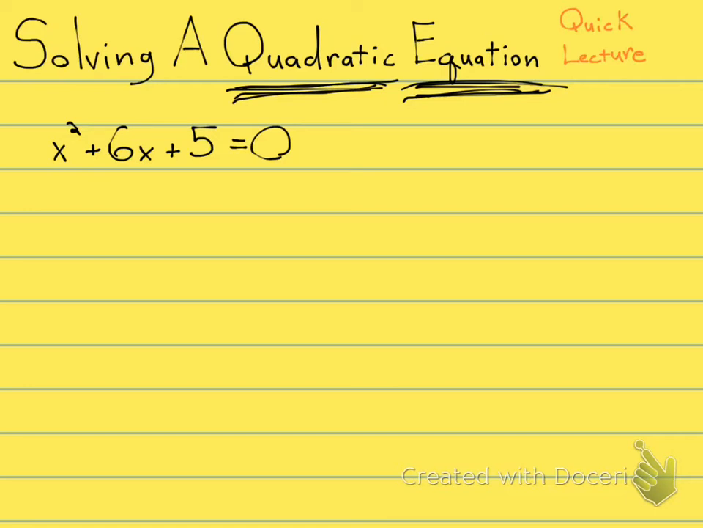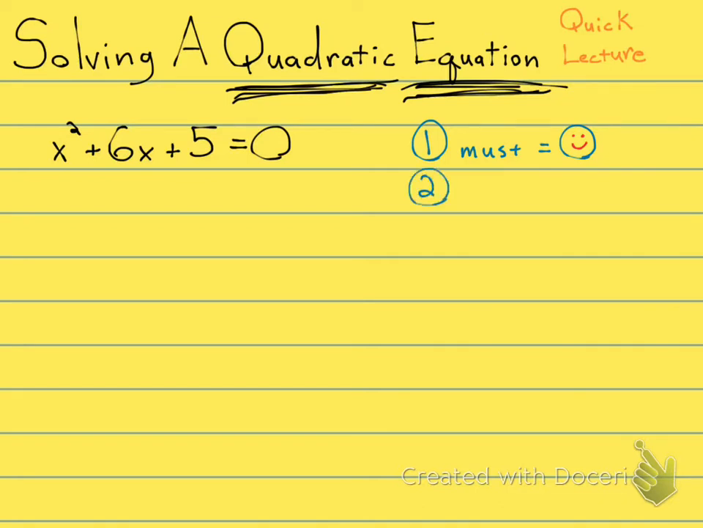So we see this one right here, x squared plus 6x plus 5 equals 0. That is a quadratic equation. And here are the steps for solving a quadratic equation. Step 1, you must set it equal to 0. Okay, the example on the left is already set equal to 0. If it's not, you need to get it equal to 0. The way that I'm going to remember that is I'm going to put a smiley face inside of my 0.